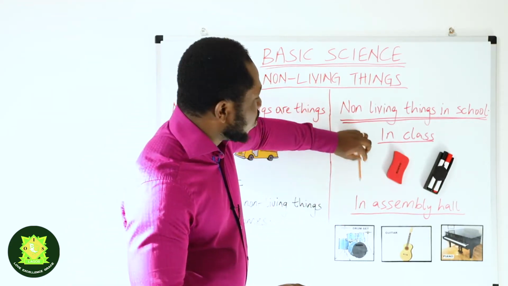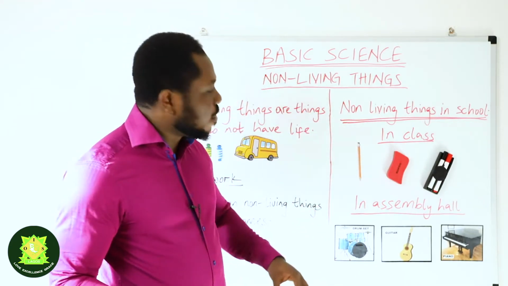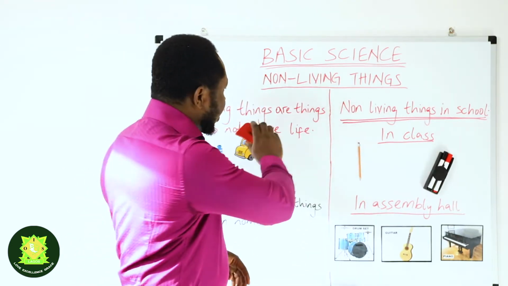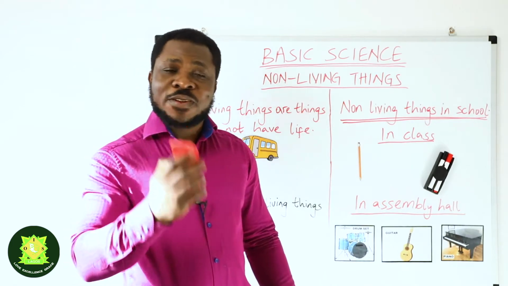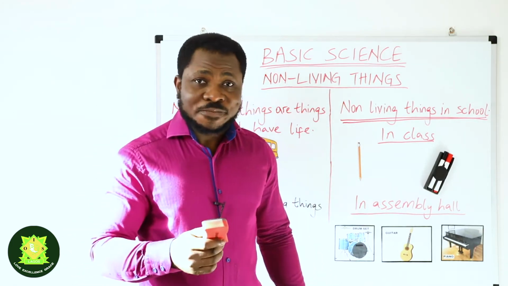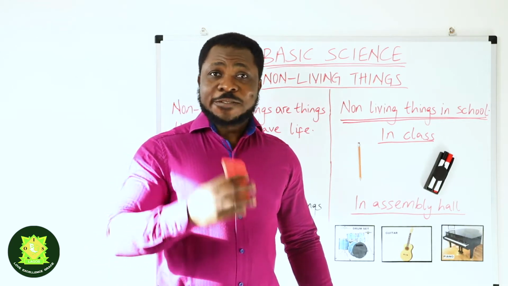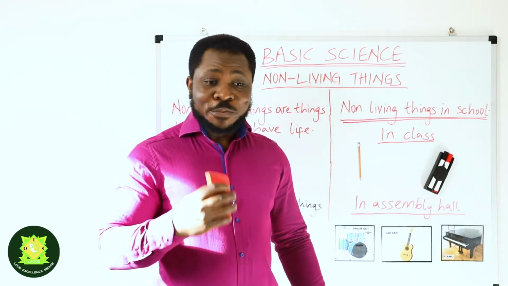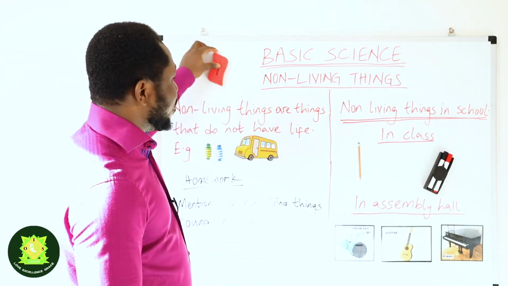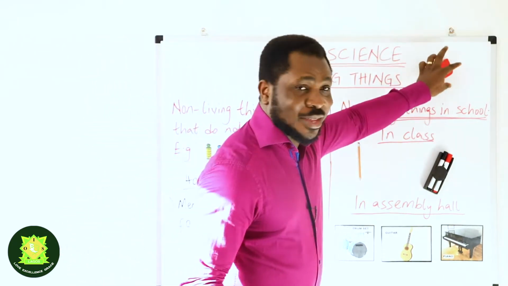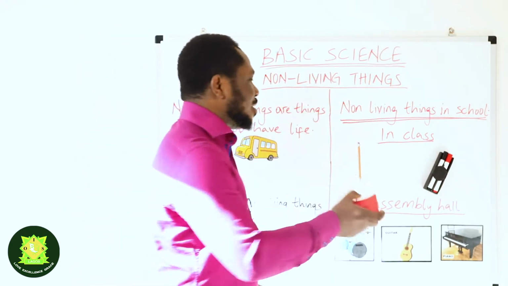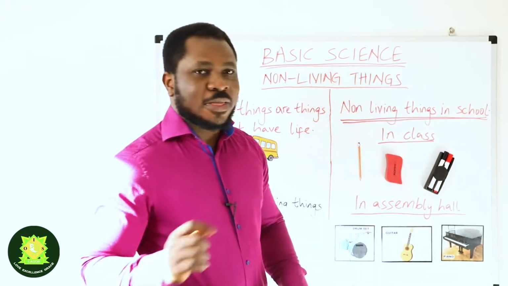Also within the school, what else can you find that is a non-living thing? Your duster. The duster that you use to clean the board is a good example of a non-living thing. Your duster cannot breathe in and breathe out. Your duster cannot take in food. Your duster cannot move on its own from one point to another. If I want to move the duster from here to here, it can't do it on its own. Someone has to move it. So your duster is a good example of a non-living thing.